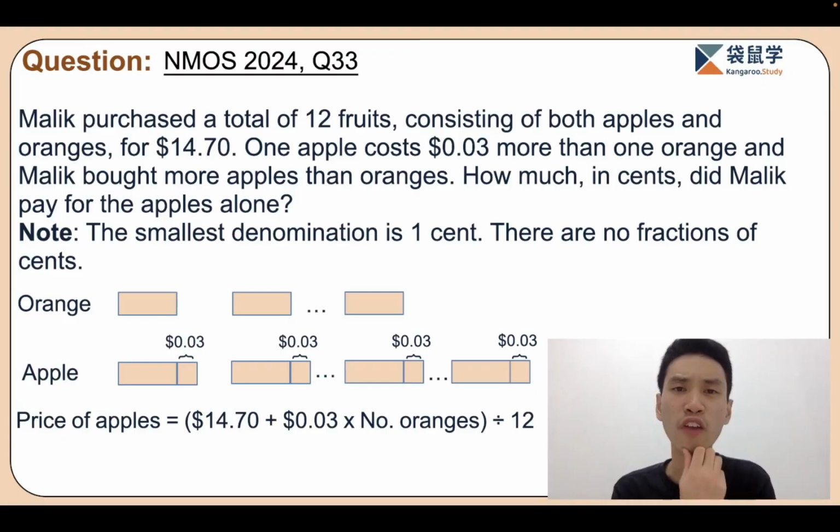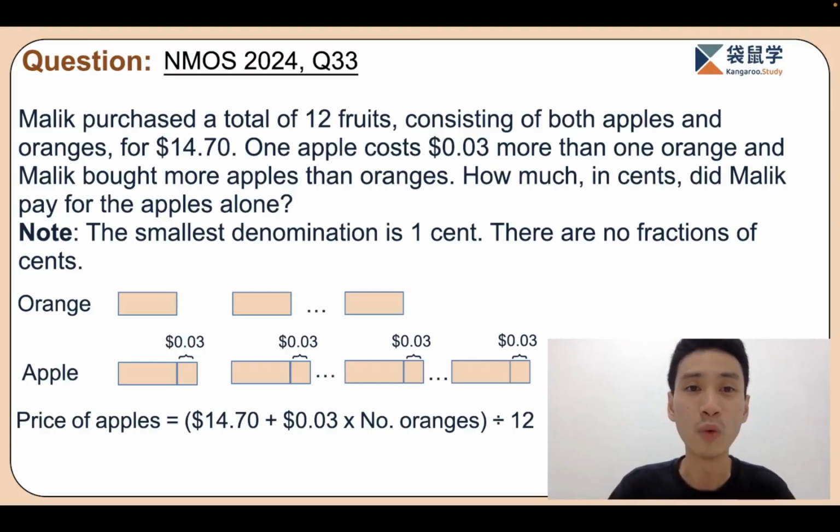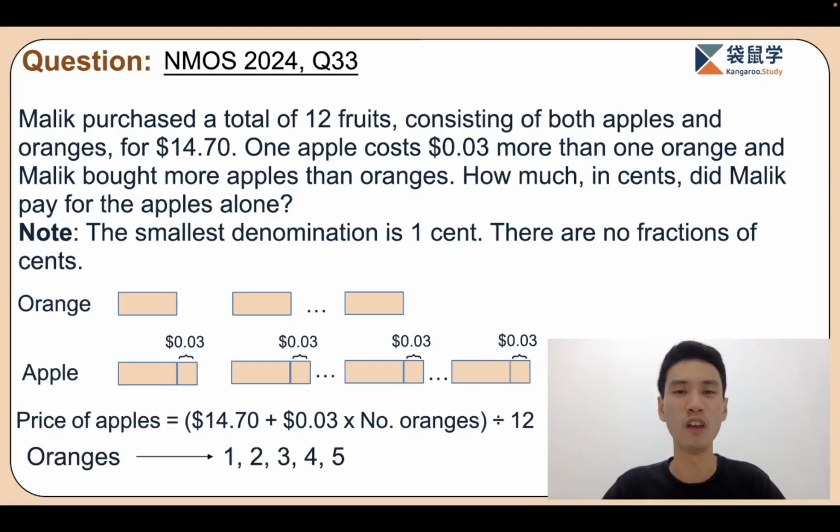Well, let's take a look at our variable here, number of oranges. How many possible number of oranges are there? Well, since we know that oranges has to be less than apples, we would need 5 oranges at most. And 4, 3, 2, 1. So the number of oranges could be 1, 2, 3, 4, or 5. And how do we solve now? Well, we can plug each of these numbers in and see if the price of apples yields the smallest denomination, 1 cent. Because that's what the question says.